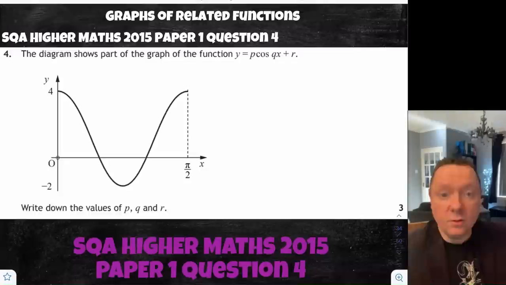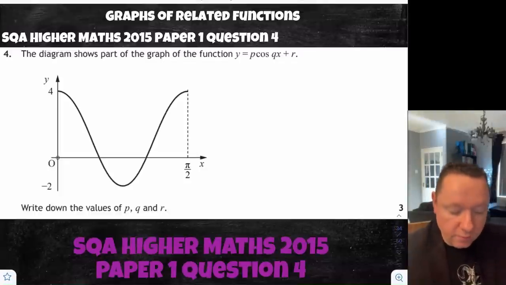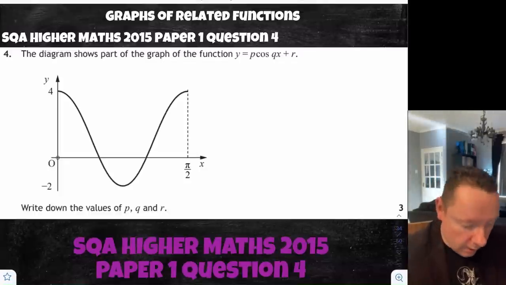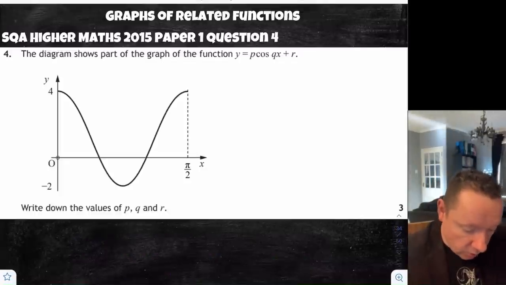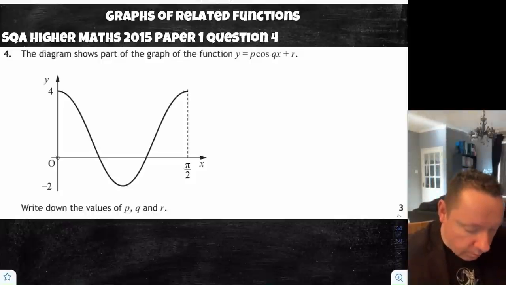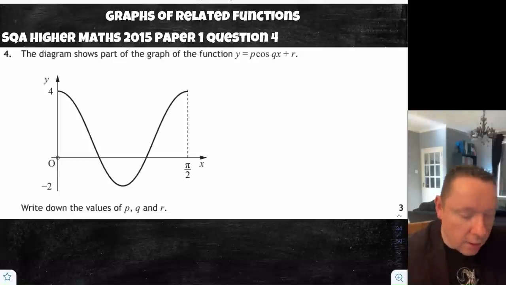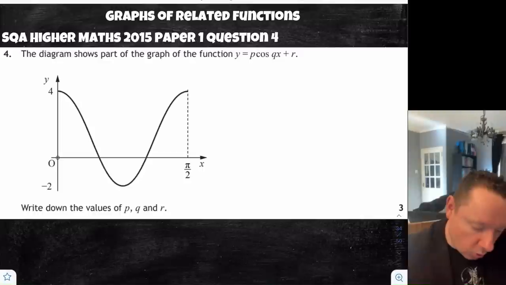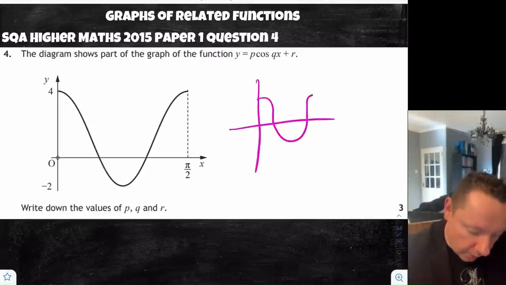And we're done there. So for related functions, SQA Higher Maths 2015, paper 1, question 4. The diagram shows the graph of a function y equals p cos qx plus r. So it's a trig graph. Write down the values of p, q, and r. Okay, so we need to start off with what this function is. The normal cos graph, if you remember, goes between 1 and minus 1, like so, and it goes up to 2 pi.